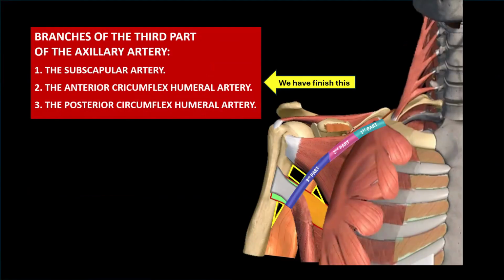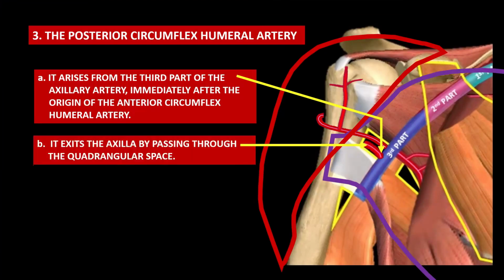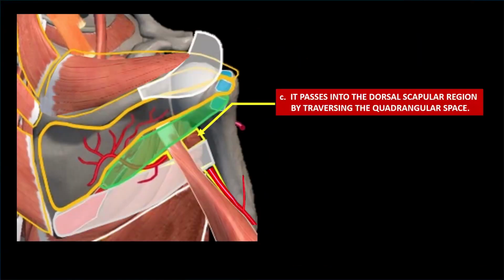We have just finished the anterior circumflex humeral artery. Now let's study the posterior circumflex humeral artery. It arises from the third part of the axillary artery immediately after the origin of the anterior circumflex humeral artery. It exits the axilla by passing through the quadrangular space. Let's follow it into the posterior shoulder region. It passes into the dorsal scapular region by traversing the quadrangular space.